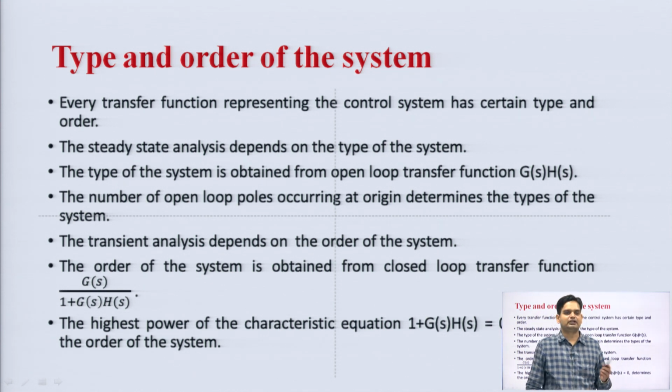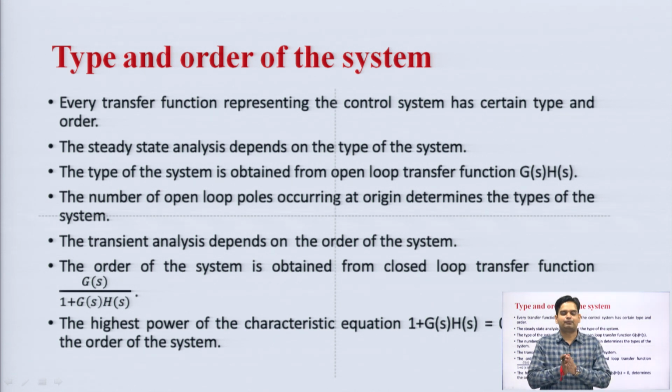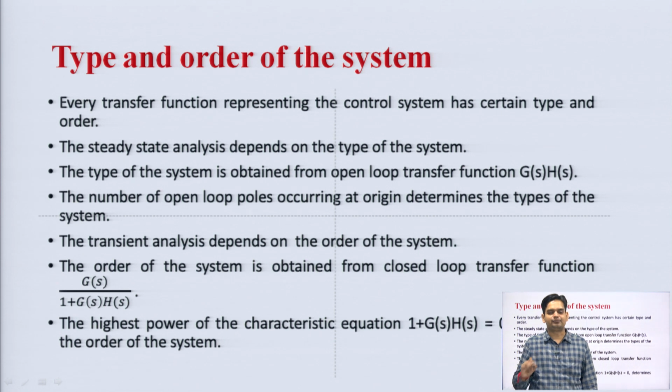Now, we will discuss the type and order of the system, because our time domain response totally depends on the type and order of the system. In time domain analysis we will use the transfer function model for study purposes, and in the transfer function model we know that initial conditions are 0. Suppose a d2y by dt square term is present, we have to replace it by s square, and skip the remaining terms.